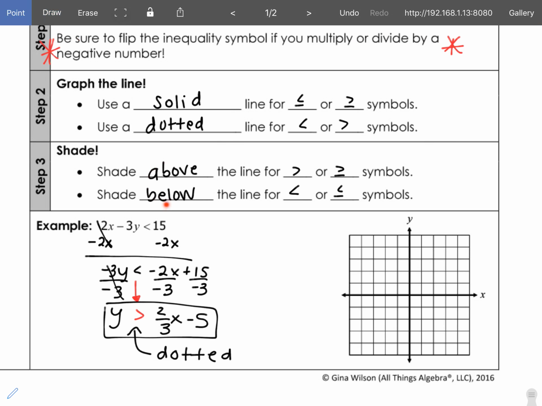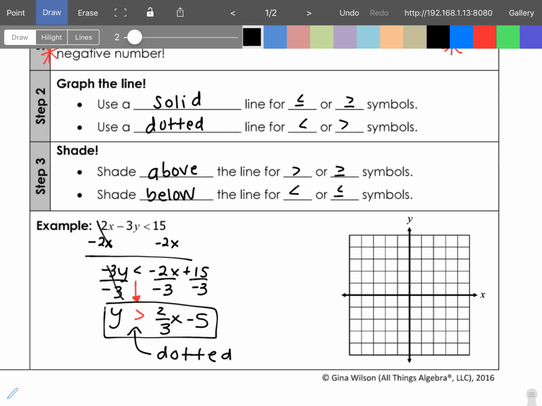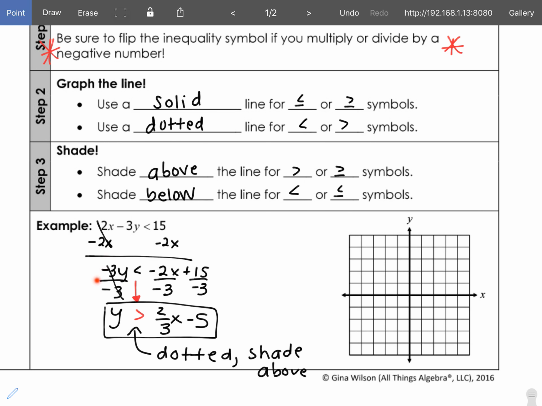Are we going to shade above or below? This is a greater than sign. Think about it, greater than means we're going to shade above. It makes sense, right? So dotted and shade above. Now we can graph. Do you see that? Actually, I guess 3 extra steps. If you divide or multiply by a negative, you flip the sign. Then you look at the sign and you say, okay, because it's greater than, it's a dotted line, and because it's greater than, it's above. So dotted, shade above. Let's graph it now.